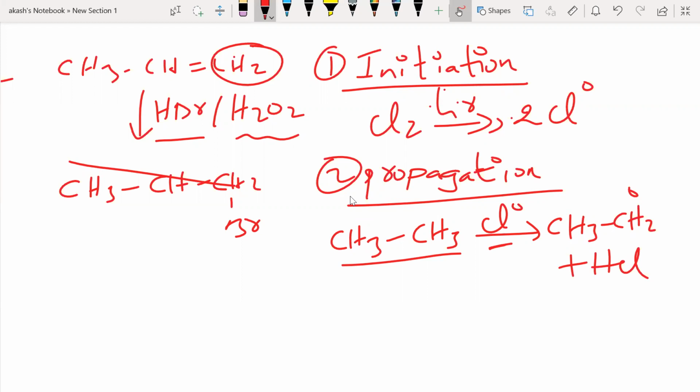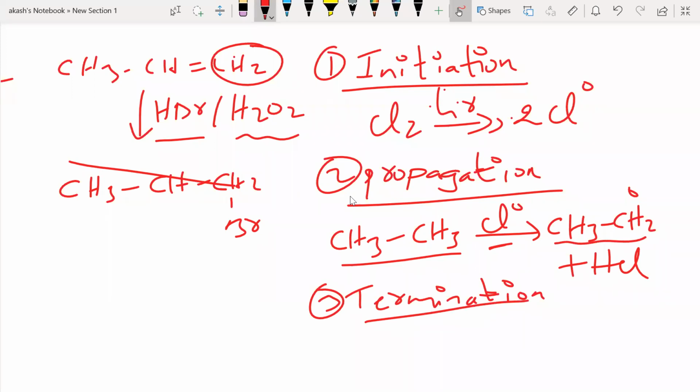Now the last step is the chain termination step. So you saw that I'm going to have one alkyl radical formed. There is one more chlorine radical left. Now they will come together.